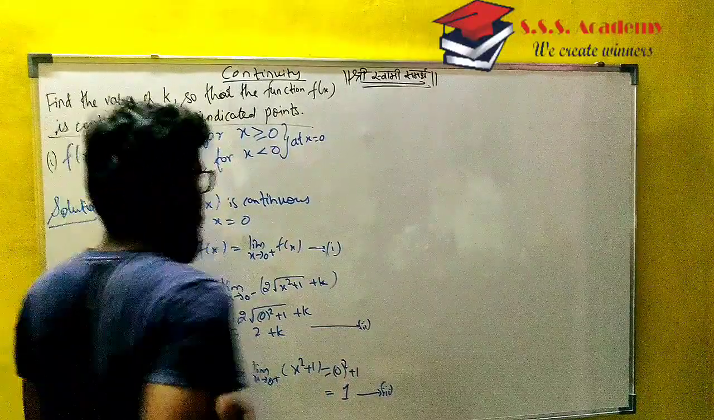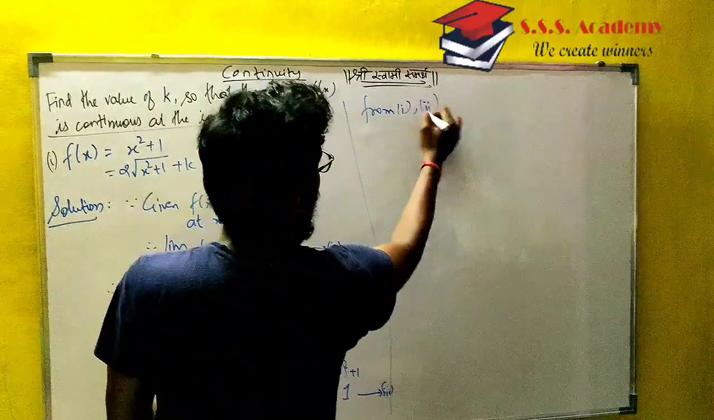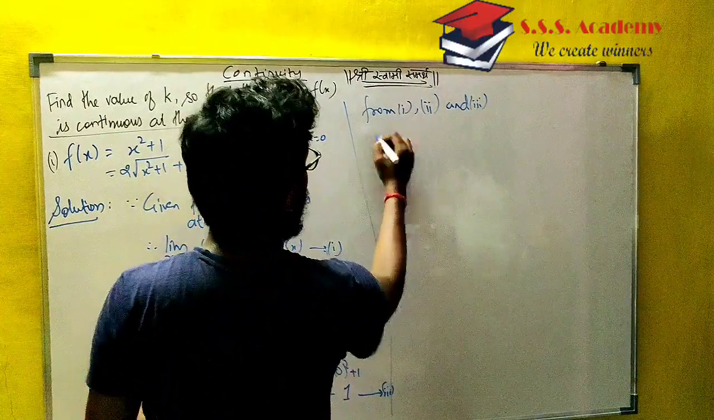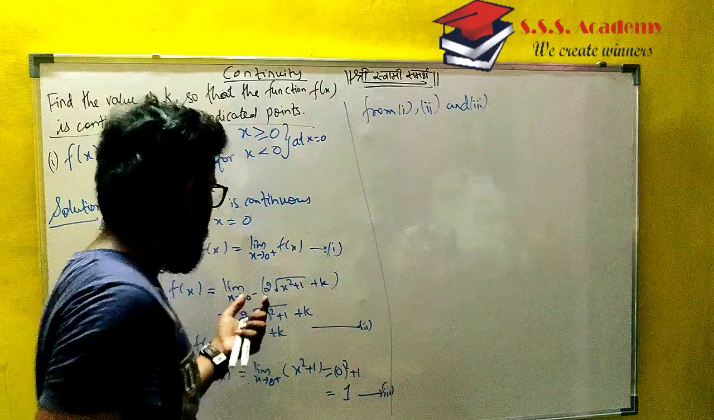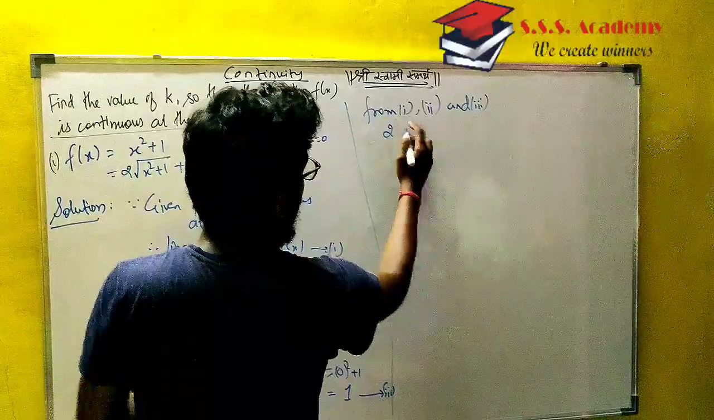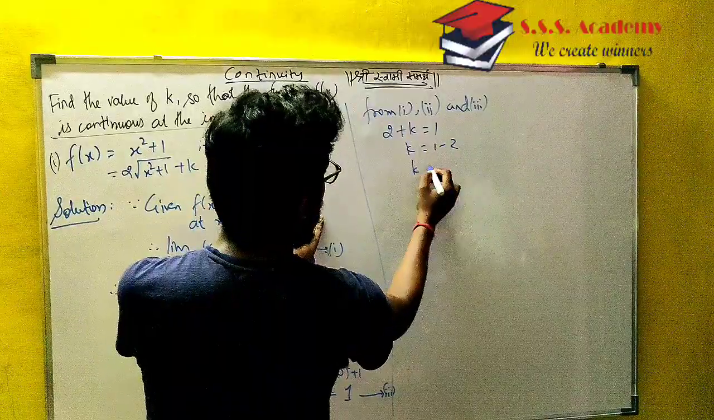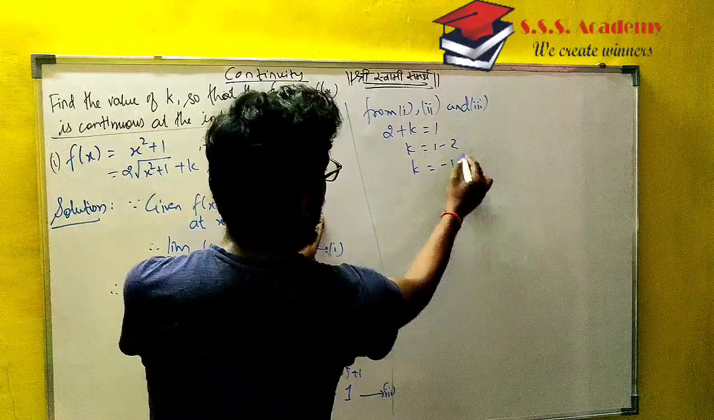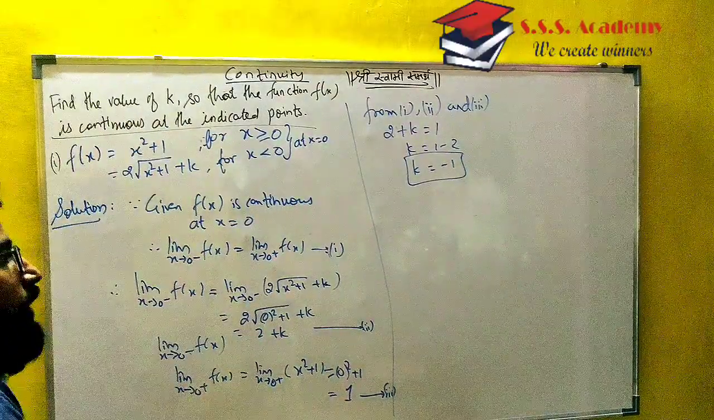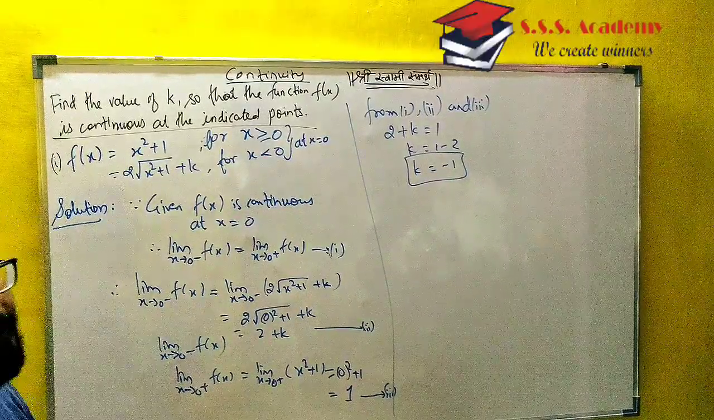So from 1, 2 and 3, since they both are equal, we'll say that 2 plus k equals to 1. So therefore k value is what? 1 minus 2. So therefore k is equals to minus 1. So this is how we'll get the value of k. I hope you all understand this. So pause the video and note it down.